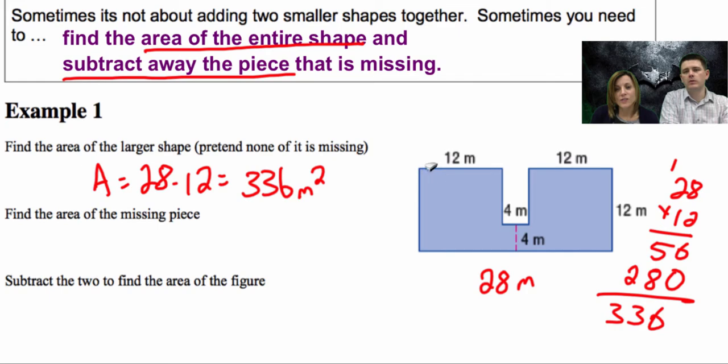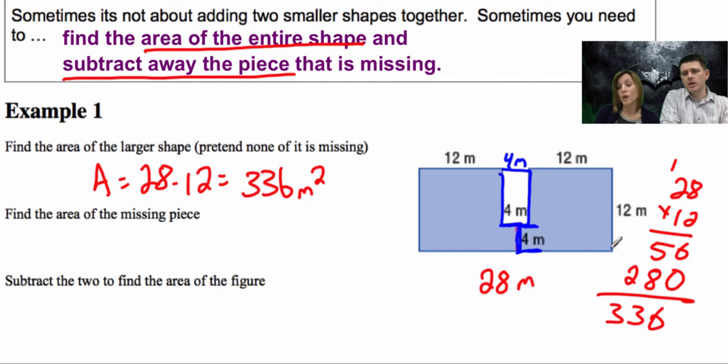Now, we're going to go back and focus on what is missing in this one. So I'll switch colors here. Now I want to find the area of just this portion right here, the missing piece. You'll see that the bottom edge, this base, is 4 meters, but we need to know how tall it is here. Well, you got the height of 4 underneath it, and we know that this little piece is 4.